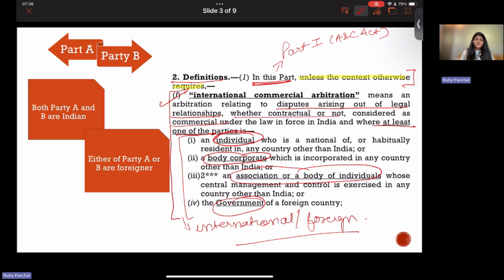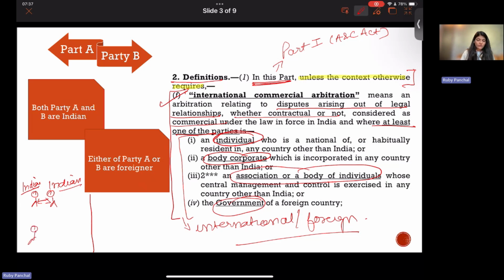So, what does it mean now? Let's take up different scenarios. Let's say there are two individuals, both have entered into arbitration, and both are Indian. Then it would not be an international commercial arbitration, rather it would be an arbitration between two Indian parties, because none of the parties have that international character as per the definition, right?